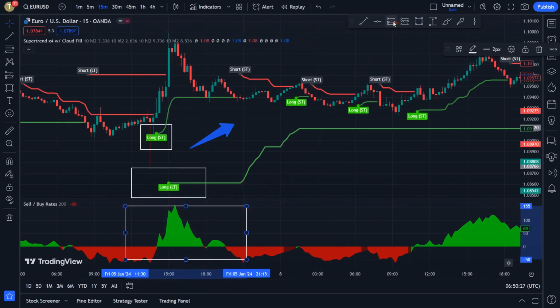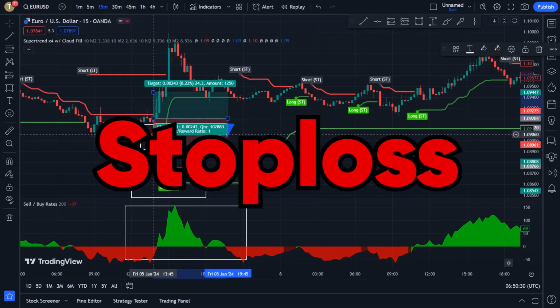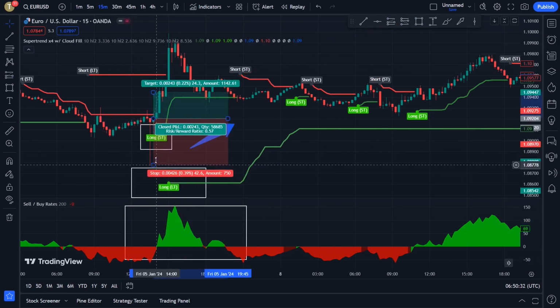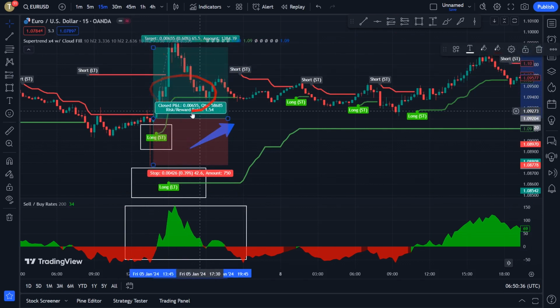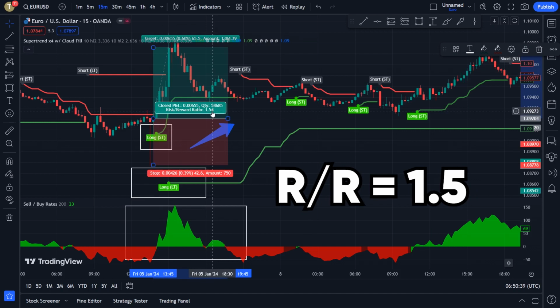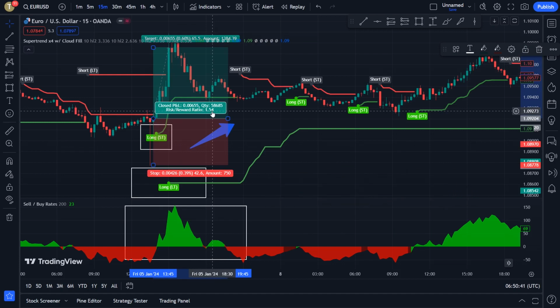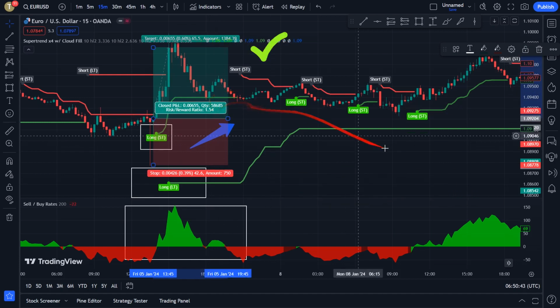To prevent potential losses, you can place your stop loss under the Super Trend indicator line or under the last swing low. For take profit, you can consider a risk to reward ratio of 1 to 1.5 and wait for the trade to close with profit.